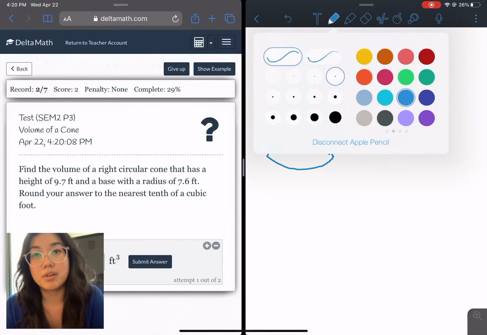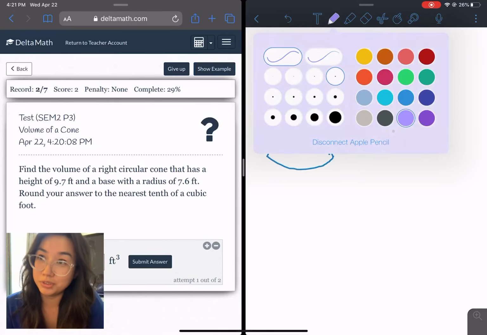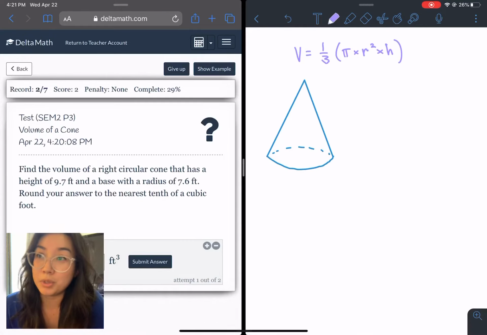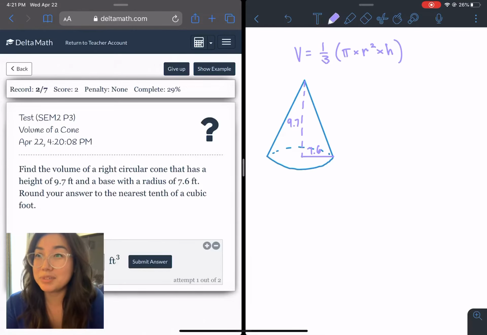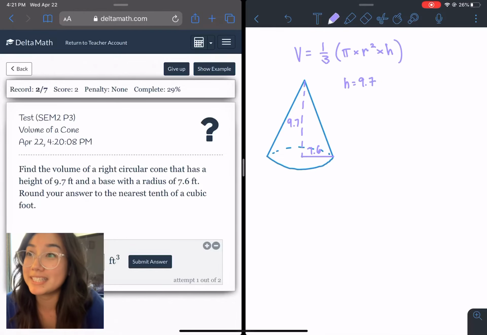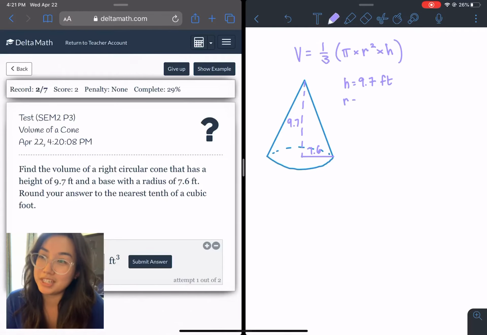So I always like to start off with a visual. So you want to draw out a cone, and the height in this case is 9.7. And this time they give us the radius, so there's nothing else to really solve for here. They're being kind with us. So the radius is equal to 7.6. So height, again, 9.7 feet.